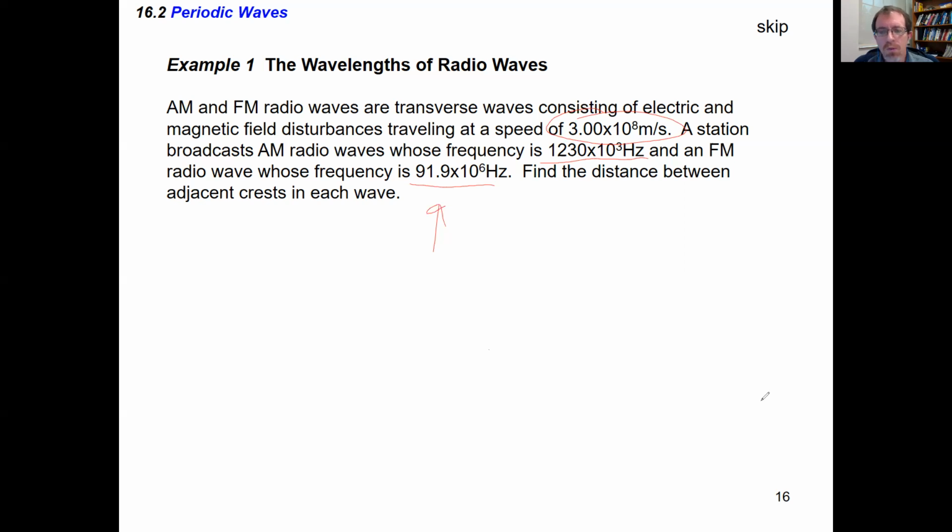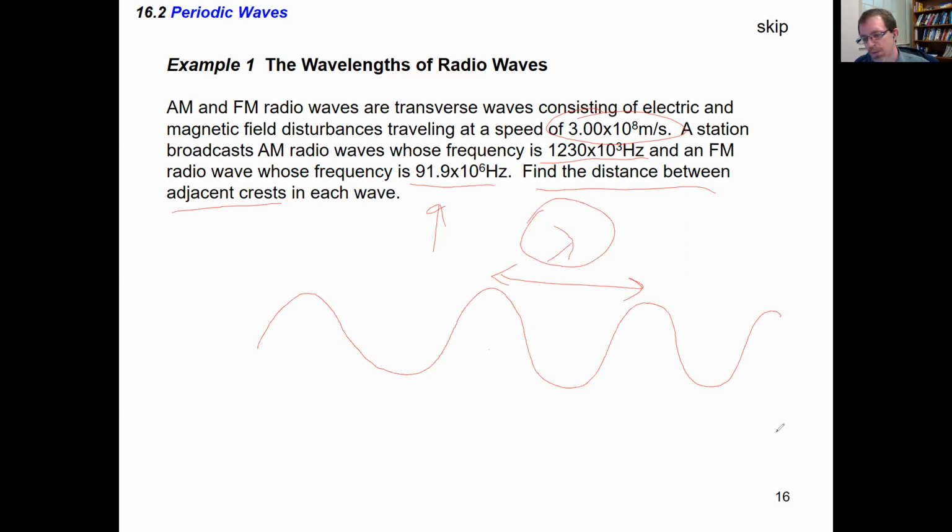All right. What does the problem ask for? It asks for the distance between adjacent crests. Well, there's our periodic wave. The distance between adjacent crests would be right there. What's the distance between adjacent crests? That is the wavelength. So that's what the question is asking for: what's the wavelength for these 2 waves?